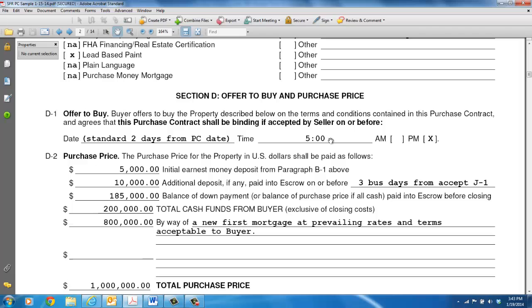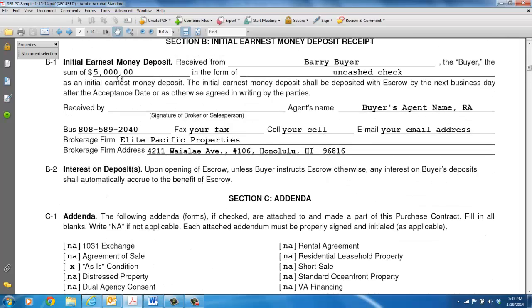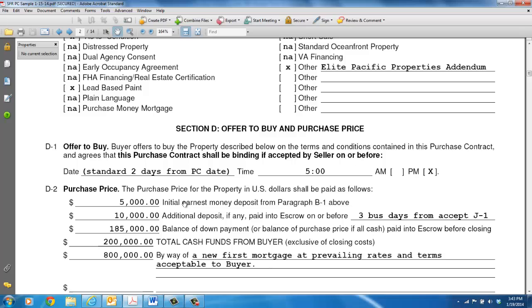The time, again, just depends on what time you want to give them until. Usually we put 5 p.m. But if you want to do like a 10 a.m. thing, of course you can do that here too. Okay, so moving on to D2 purchase price. The initial deposit, from whatever you're going to plug in up here, will automatically fill down here. But now we're going to talk about the additional deposit.